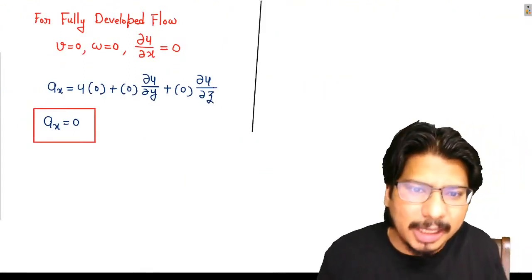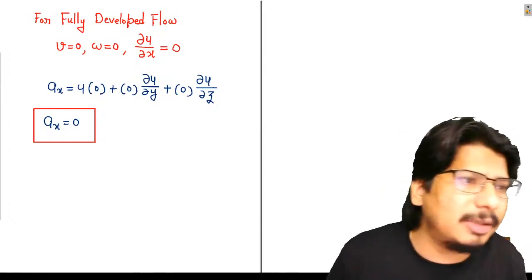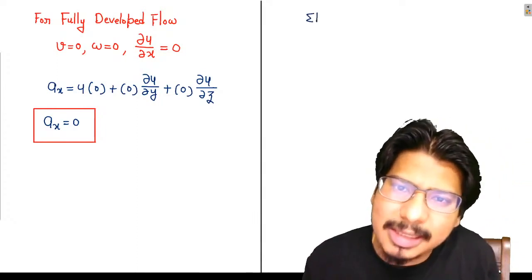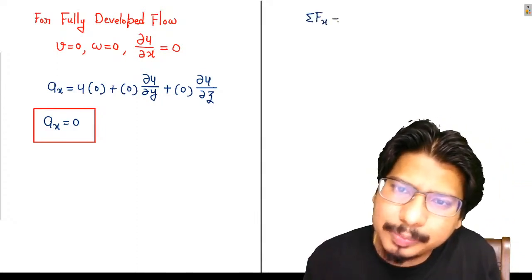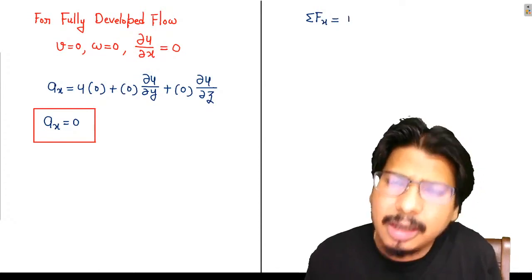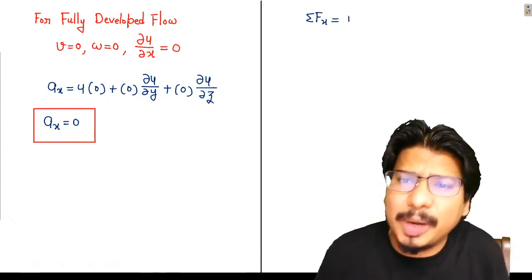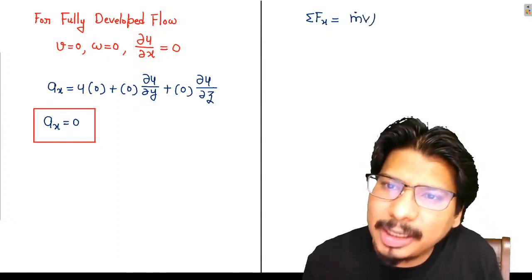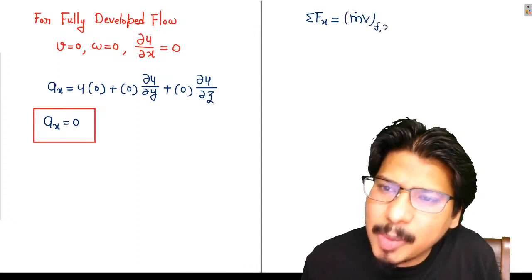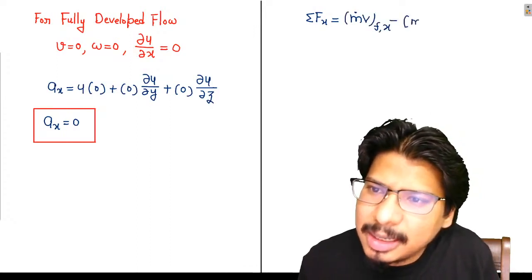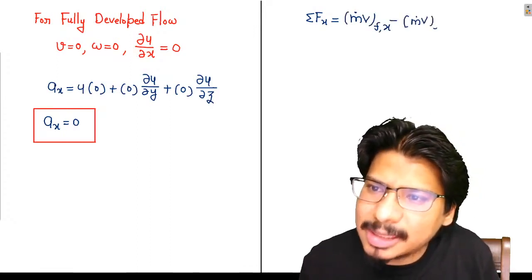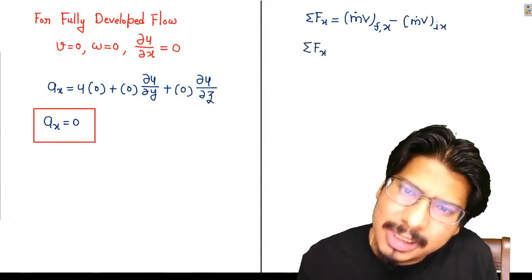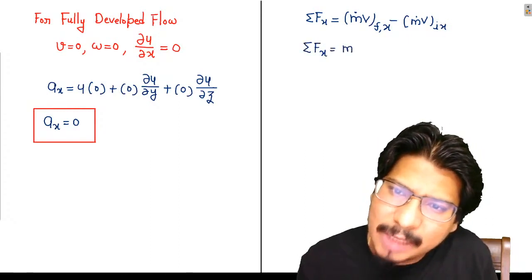What will be the net force in X direction, beta? The net force in X direction will be equal to the rate of change of linear momentum. That means the final rate of linear momentum in X direction minus the initial rate of linear momentum in X direction. Fine. So for the net force in X direction, the mass flow rate is the same.